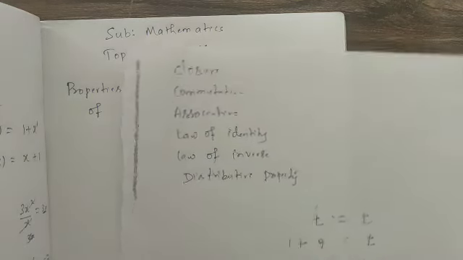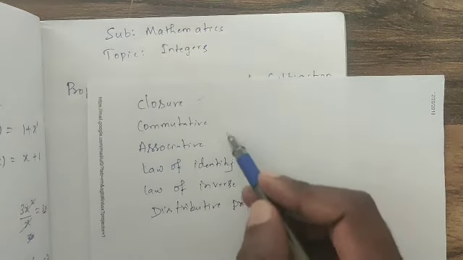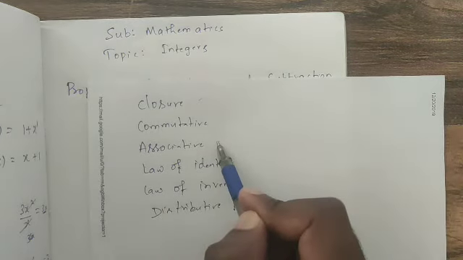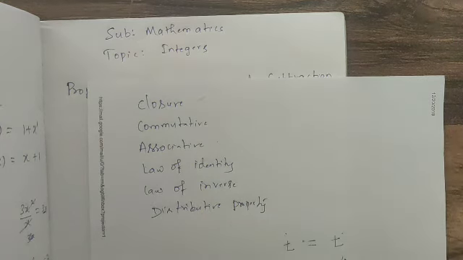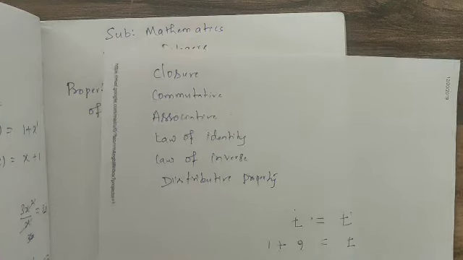Out of these, I think I had explained closure property, commutative property and associative property in class 6 itself. These three properties I had explained for integers in class 6. Law of identity, law of inverse, distributive property I didn't explain. Some of the sums we have done about distributive property also, but closure, commutative and associative I had explained in class 6. Let us overview what I had explained in class 6 about integers.